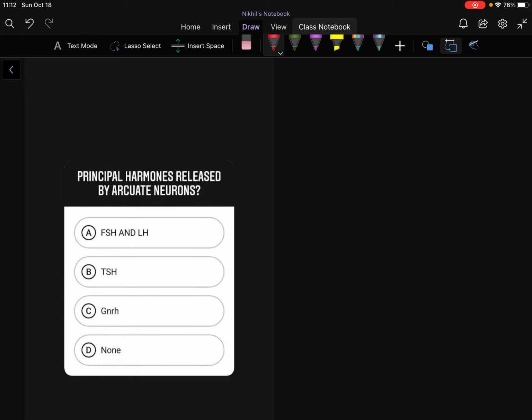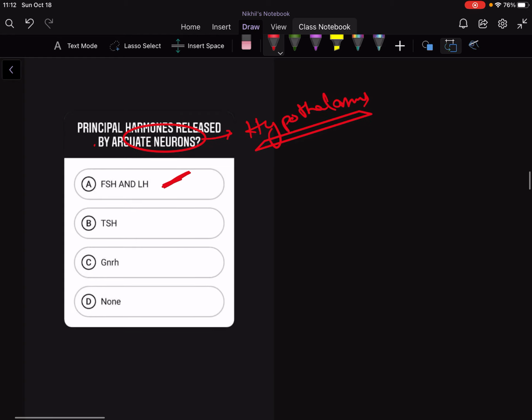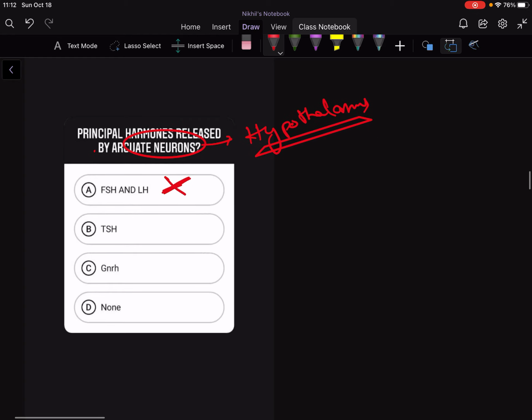Principal hormones released by arcuate neurons. In arcuate neurons it is not FSH; arcuate neurons are found in the hypothalamus region. So it is not FSH and LH. These are found in the pituitary, not in the hypothalamus. So the principal hormone is mainly gonadotropin releasing hormone. So this one is the right answer.